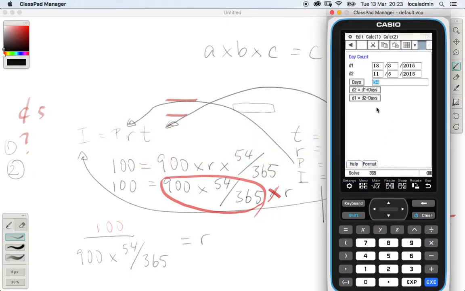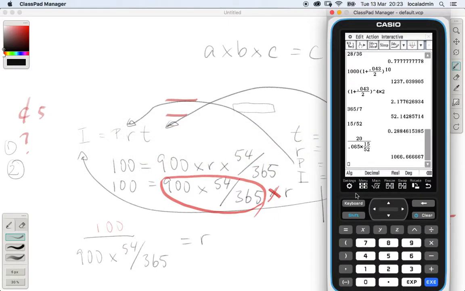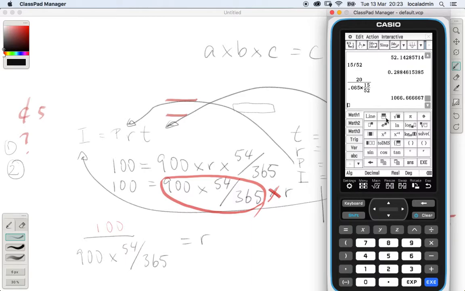There's our calculator. Go back to main. We bring the keyboard up and use that fraction symbol there. Type 100 and divide that by 900 times, and there's another fraction. So again, 54 days is not quite a whole year. And we execute, and that's our number.